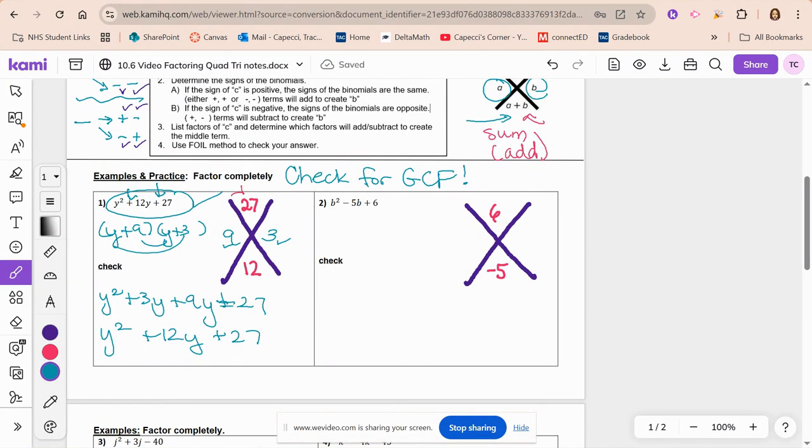Again, factors of 6 that when I add, I get negative 5. So 3 times 2 multiply to get 6. And if I make them both negative, when I add them, I will get negative 5. Negative 2 times negative 3 gives me positive 6. Now again, the last sign's a plus, so they're going to take on the sign of the middle one. They're both going to be negative, which we can see here. So I'm going to have b minus 2 and b minus 3. And then I'm all set.